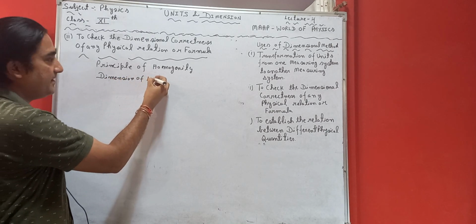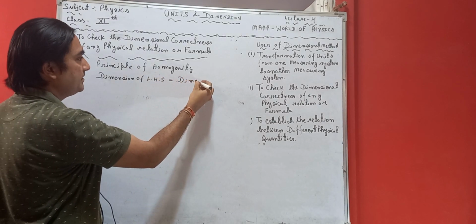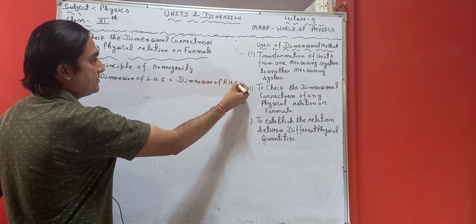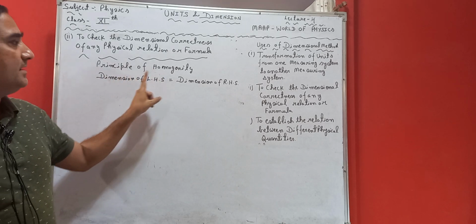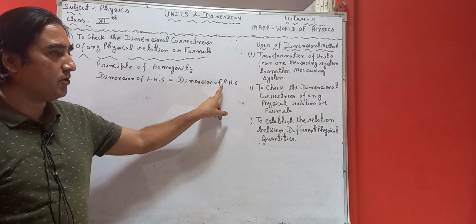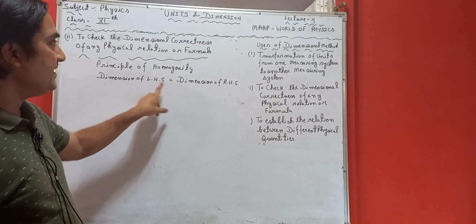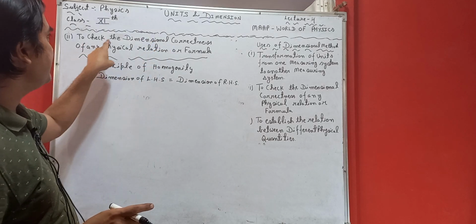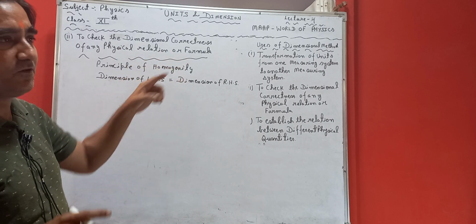It is based on the principle of homogeneity, which means that the dimension of left hand side is equal to the dimension of right hand side. If any formula satisfies the principle of homogeneity, that is, the dimension of LHS is equal to the dimension of RHS, then in that particular case we can say that the formula is correct. In this way we have checked the dimensional correctness of any physical relation or formula.